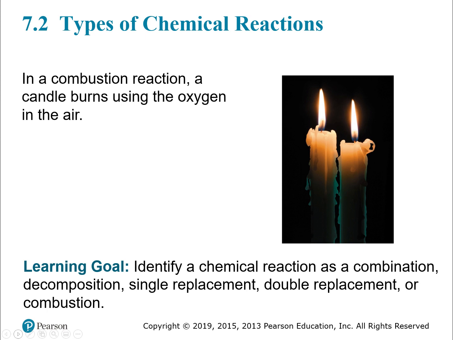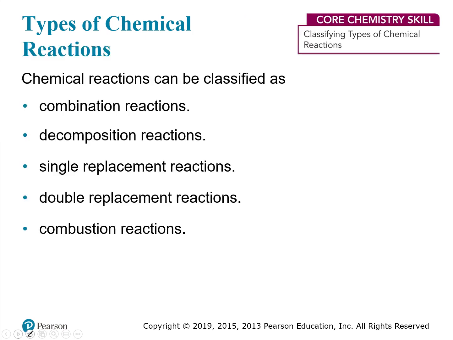Chemical reactions. We have to talk about the different types there are. You'll need to identify chemical reactions. This is the list that we have. Combination, decomposition, single replacement, double replacement, combustion. 5 types. I'll write on here the overall what these are. In the video that's posted for Chapter 7, I go into a little bit more detail. I had different slides for each one of these. Not going to do that here.